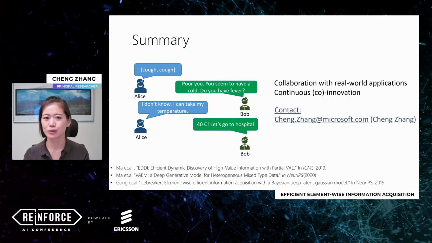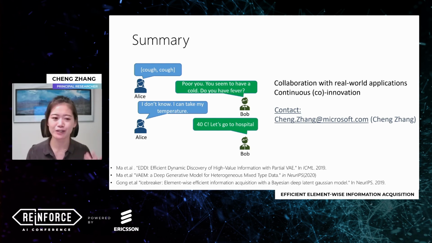We have the goal to really make machine learning agents behave like Bob, to have personalized decision making, to make decisions as efficiently as possible, which corresponds to as low a cost as possible. And we are collaborating with many partners to have real-world application impact. So we have continuous innovation and co-innovation.